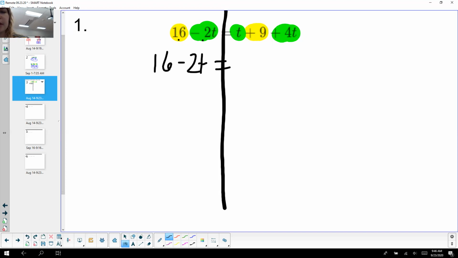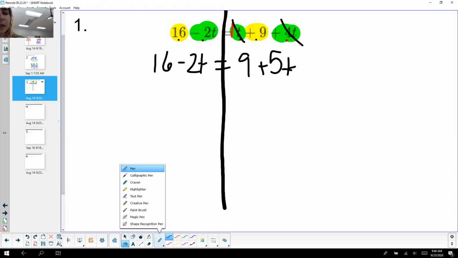And the reason I'm bringing those down is because I notice on the right side there are terms that I can combine. So if I'm looking at that plus 9, there's no constants I can combine with on the right side, so I'm just going to bring that down. But I do notice I've got t and 4t. And remember, that t is the same thing as 1t. So 1t plus 4t is going to give me positive 5t. And I didn't get rid of them, I just combined those terms. Because again, we want to simplify both sides before we start moving things around the equal sign.